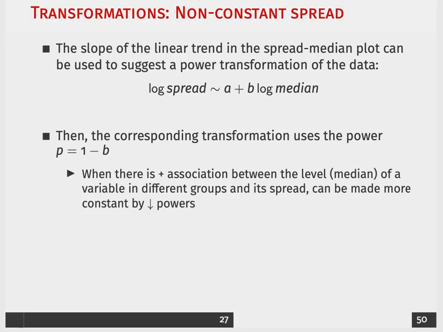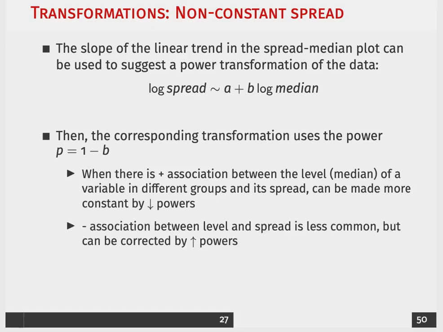So when there's a positive association between the median or the level of a variable in different groups and its spread, then we're going to decrease that by making the powers lower. We're going to flatten out that slope by decreasing p. Now, if there's a negative association between the level, median, and spread, then we're going to correct for this by increasing the powers to try to increase the slope of that line.